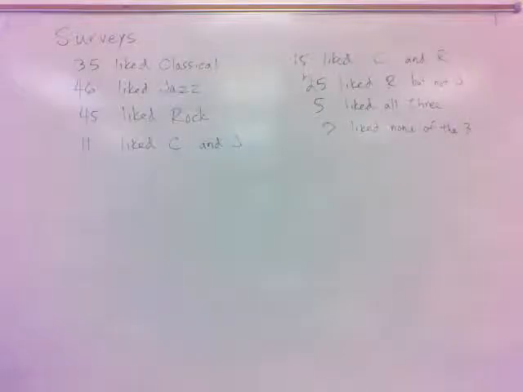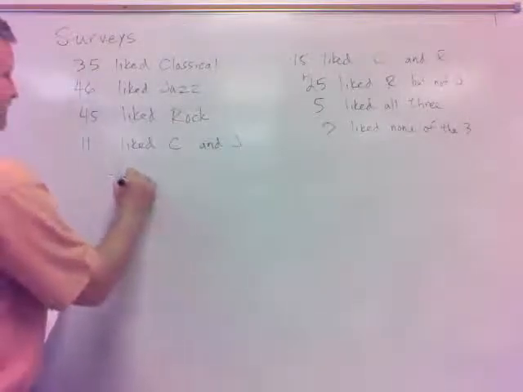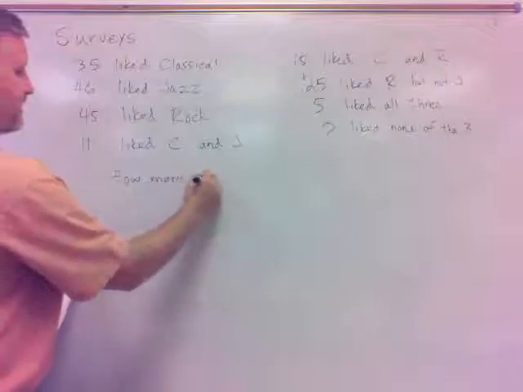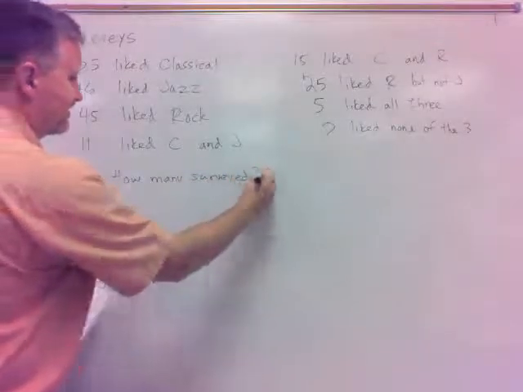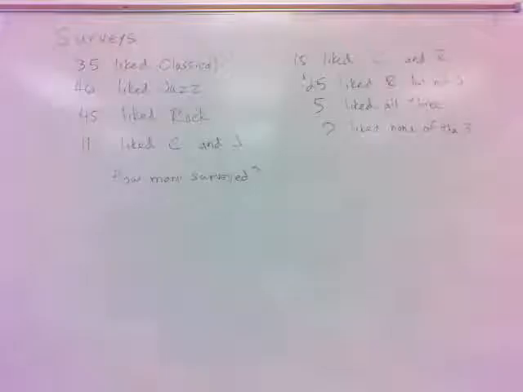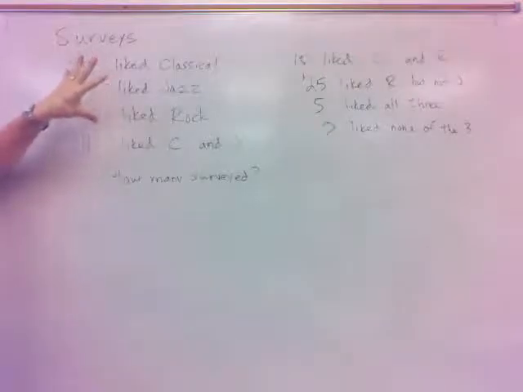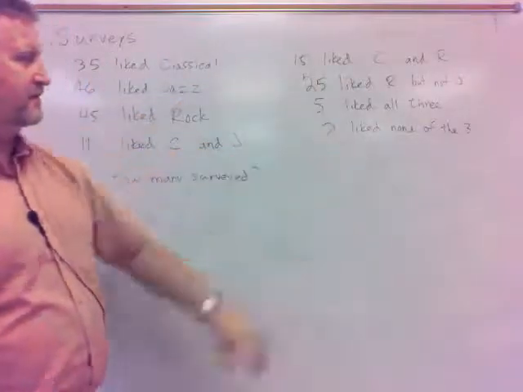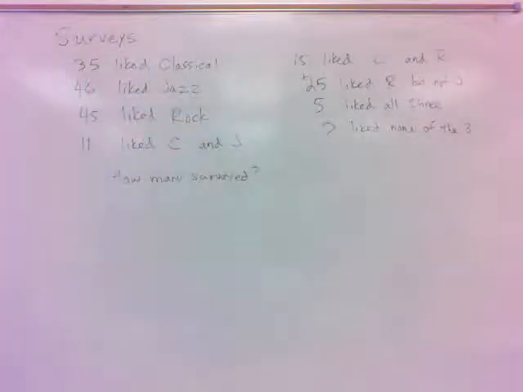The first question is, how many were surveyed? And unfortunately, the answer is not just to add up all the numbers, because there's overlap amongst these groups. For example, 35 of them like classical. Well, that's not saying they only like classical. Some of them could have liked jazz, some of them could have liked rock. So there's overlap amongst these numbers. That's the whole problem. You can't just add up all these numbers and get the answer to how many were surveyed. As my hint suggests, we need to use a Venn diagram.